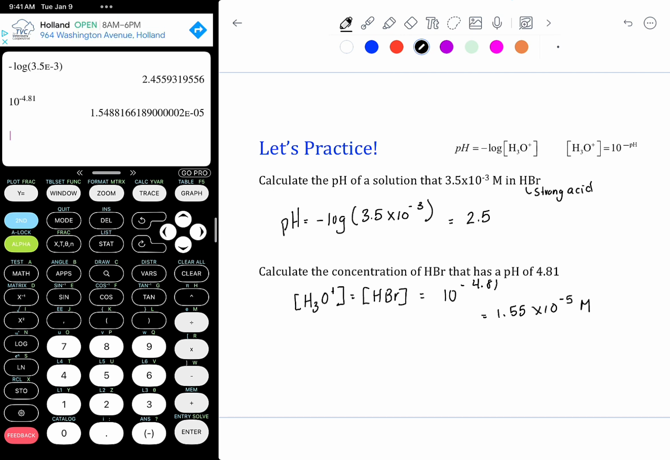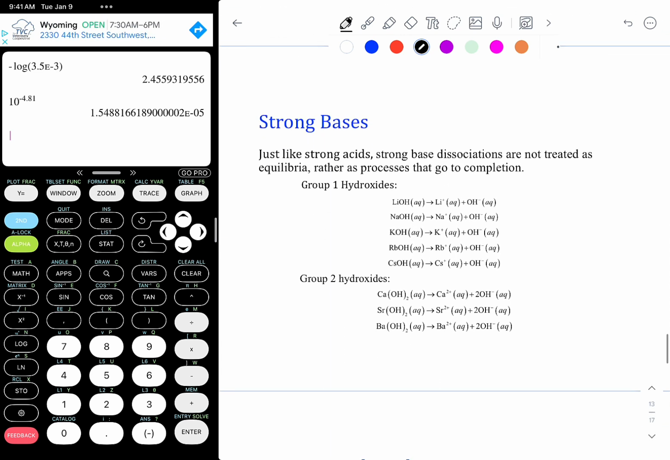Now let's see how this relates to strong bases. So just like strong acids, our strong base dissociations are not treated as equilibria like we would a weak base. Instead, we are going to see these processes as something that goes to completion. Our strong bases are separated into two different types. We have group 1 hydroxides and group 2 hydroxides. So strong bases are only hydroxides.